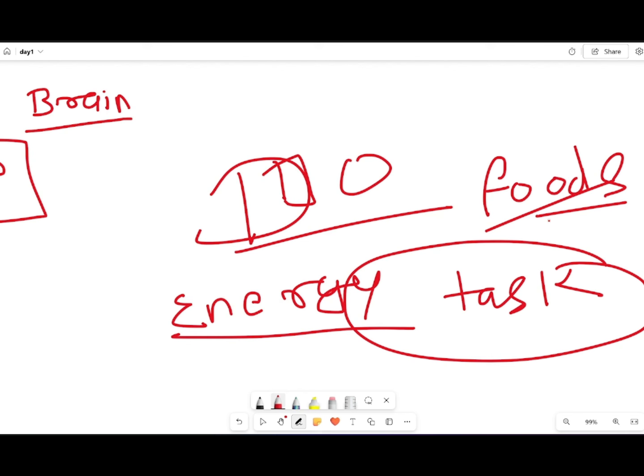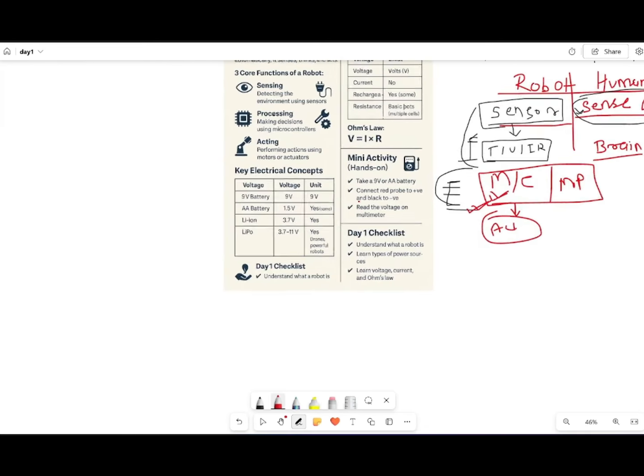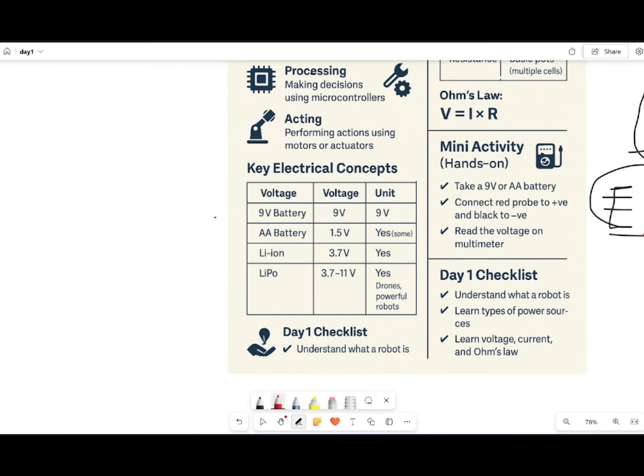Suppose you are going to play cricket, you are going to run, you are going to play football, whatever you are going to do, you need energy to do the task. Clear? Then you can perform the task. Like that, a robot also needs energy to perform the task.